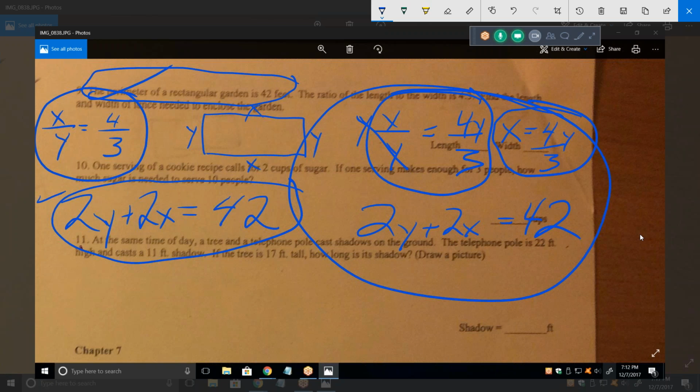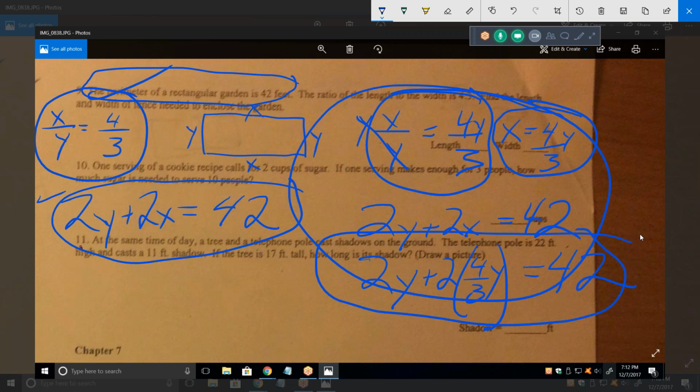And now I can substitute that in the second equation wherever I see x. So we got 2y plus 2 times 4/3 y, that's what x is, equals 42. And now notice, now I have one equation and one variable, I can solve it. Let's simplify that a little bit, first of all, by dividing both sides by 2. If I do that, I get this.